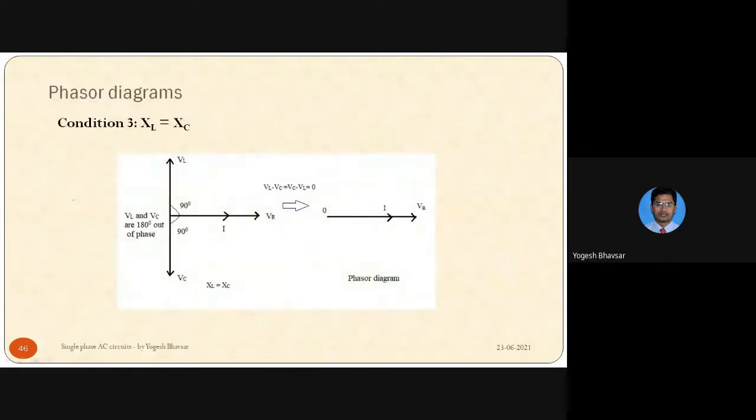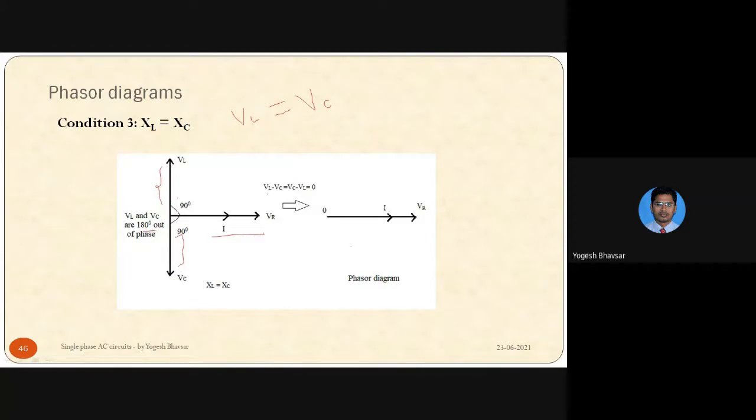Now look at that, the third condition, where XL is equal to XC. Now look at that. Both are equal, so therefore VL is equal to VC. The magnitude of VL is equal to VC. So VL and VC will have the same length but exactly opposite to each other. That is 180-degree phase opposition. And for resistive circuit, current and voltage are in phase.